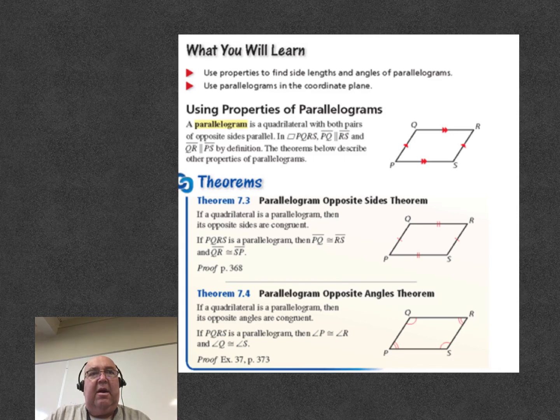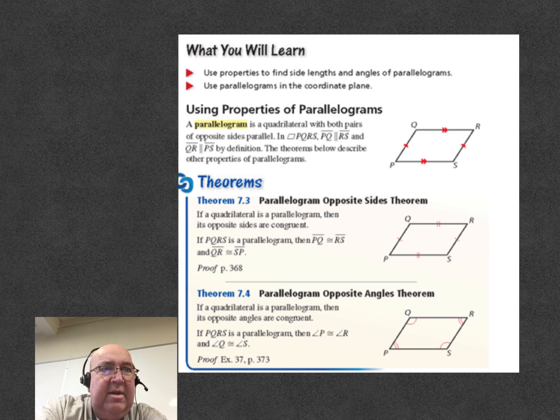Alright, we're going to be looking at the properties of parallelograms. A parallelogram has both pairs of opposite sides parallel to each other. So we're going to introduce a couple of theorems.